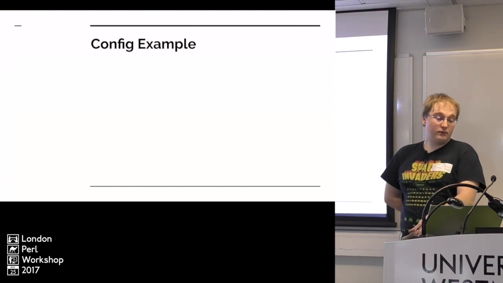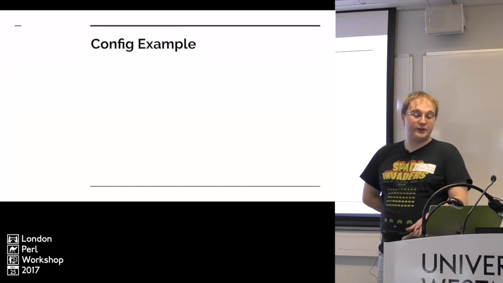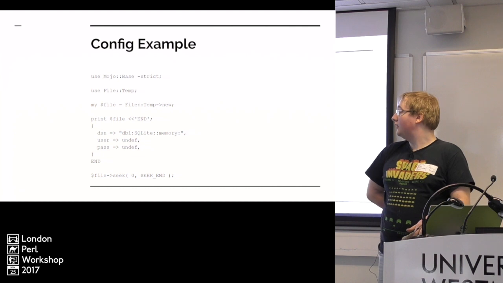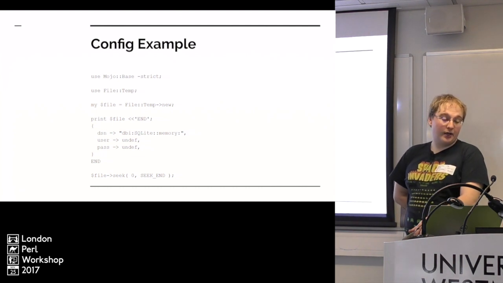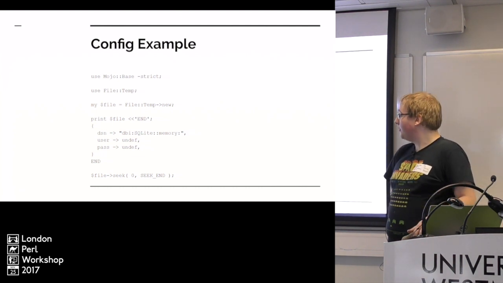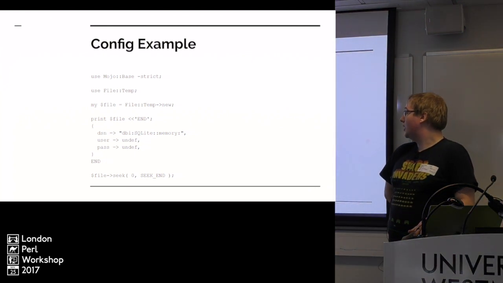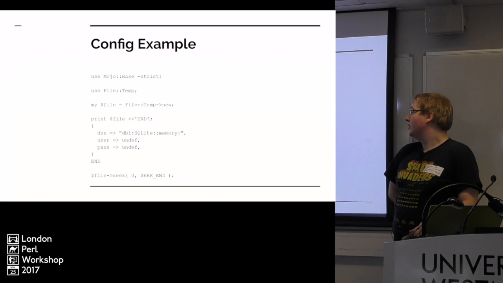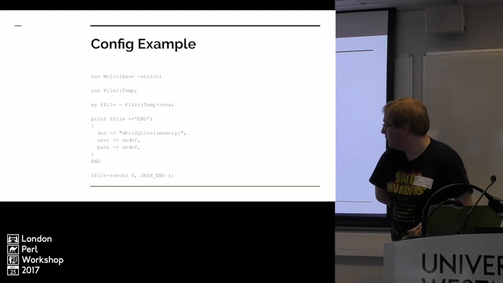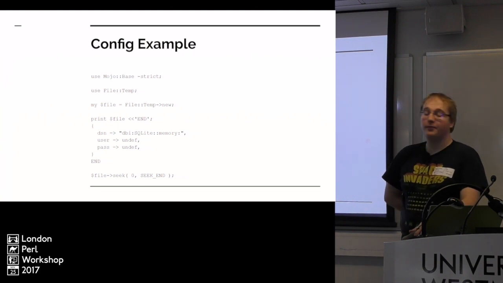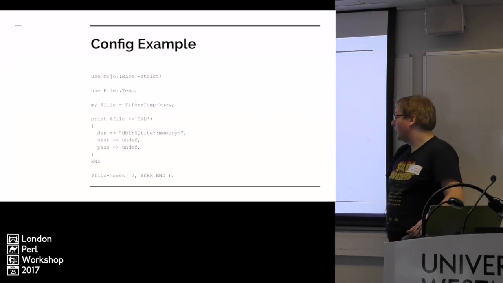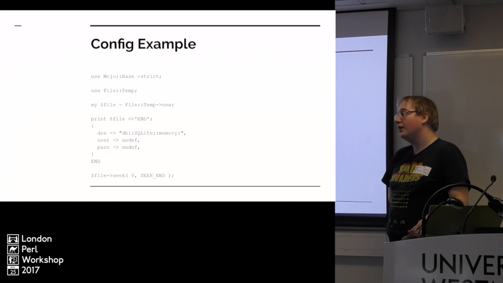Now, Mojolicious, like most web frameworks, takes an envar for setting the config path. So here we can create a temporary file, just using File::Temp, throw in a normal config file and tell it to use an SQLite database in memory. Now, at the end of this, you'll see a file seek 0 seek end.